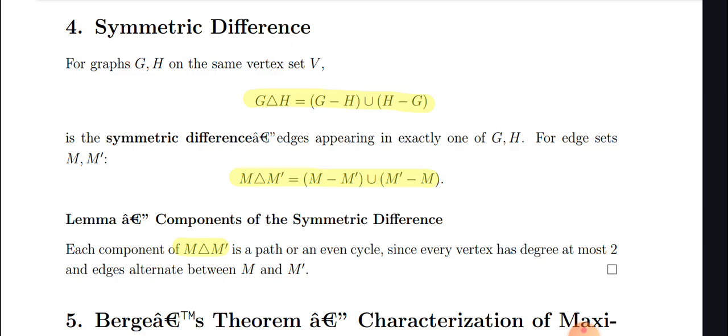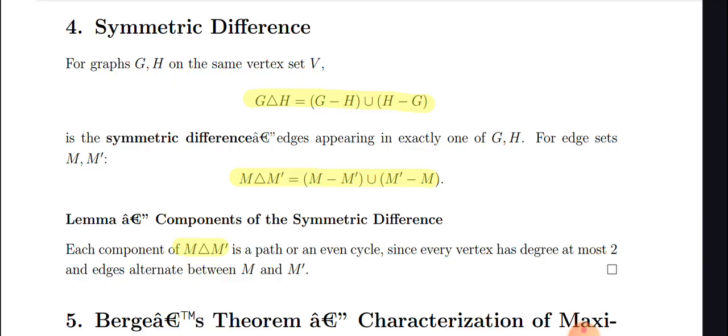Disjoint paths, where the edges alternate between M and M prime, and even cycles where the edges also alternate. Paths and even cycles. That's it. Why can't we get, say, a vertex with 3 edges coming out of it, or an odd cycle? The reason is actually quite simple, and it goes right back to the definition of matching.